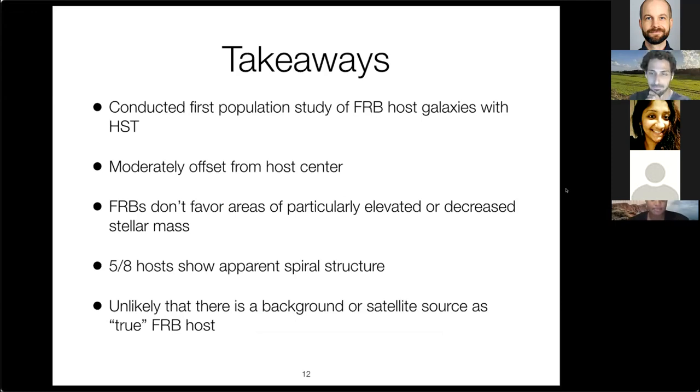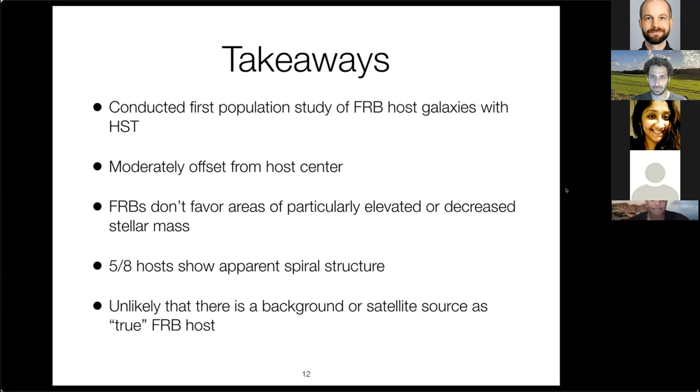Maybe just a quick question since I can unmute. I couldn't quite catch, are there any examples, and I guess one needs a fairly nearby galaxy to do this, where we really firmly know that the FRB is really right at the peak of local star formation? Because it seems so far that we're always seeing small offsets in the cases where we can establish.